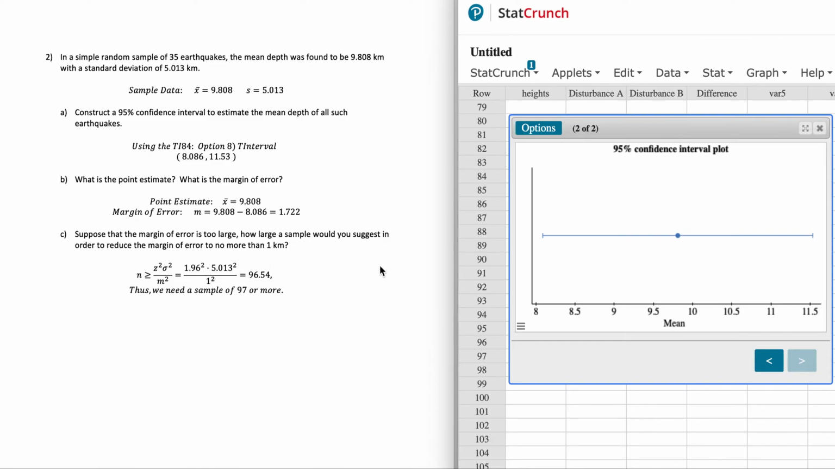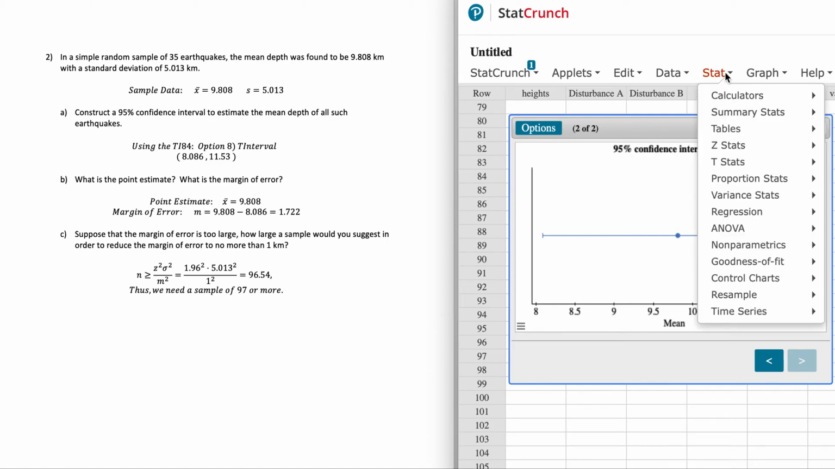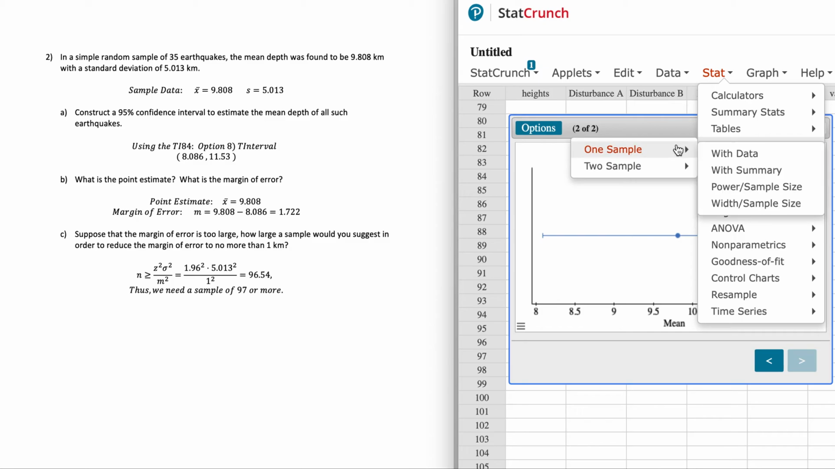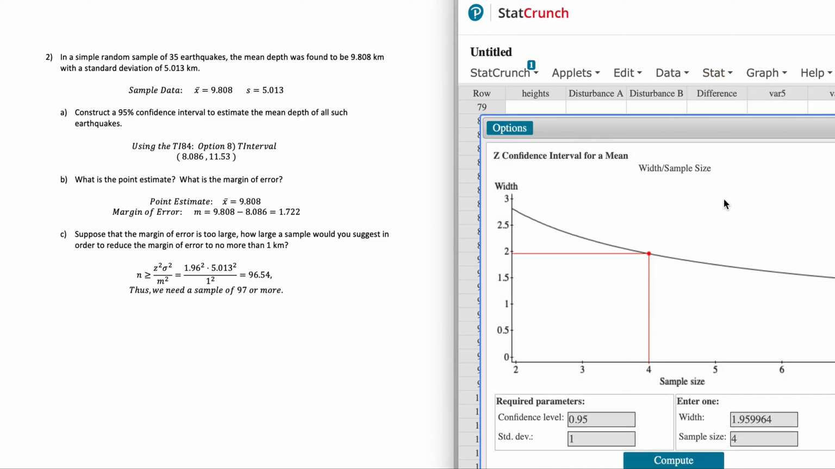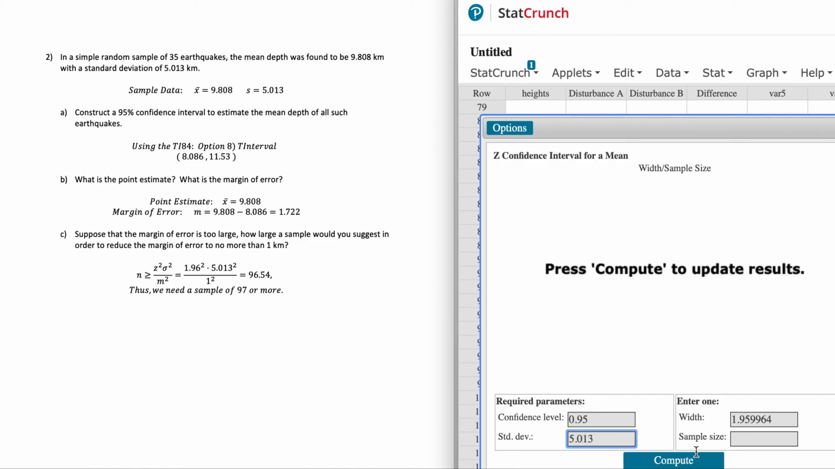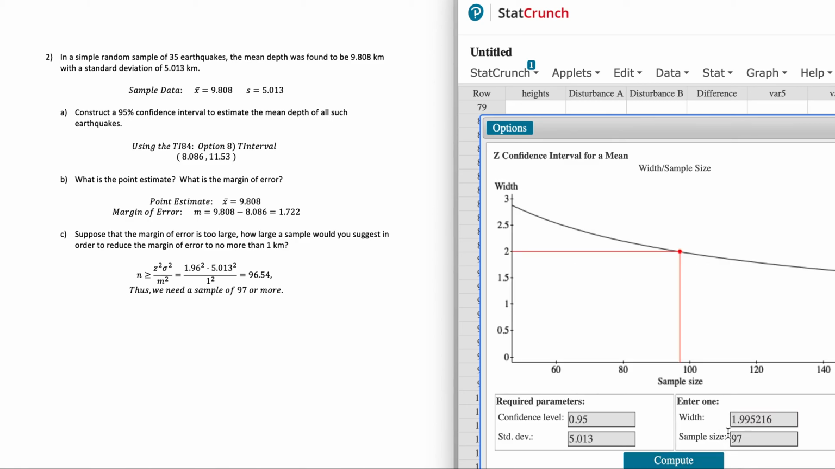and so this is what I've calculated. Now, in StatCrunch, if you go to Z statistics, since we're using a Z formula here for our sample size, one sample, choose, given the width, what sample size is required here. So here I'm looking at 95% confidence. The standard deviation that I'm assuming is 5.013. Now the margin of error that I want is 1. Since you go 1 to the left and 1 to the right, the overall width of my interval I want to be 2. Press compute, and I get 97.